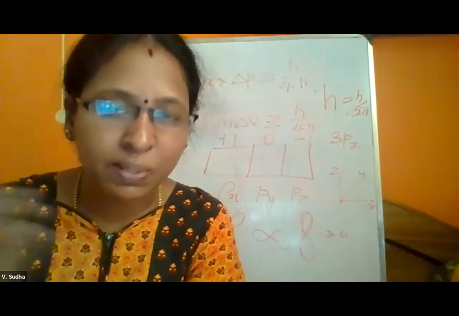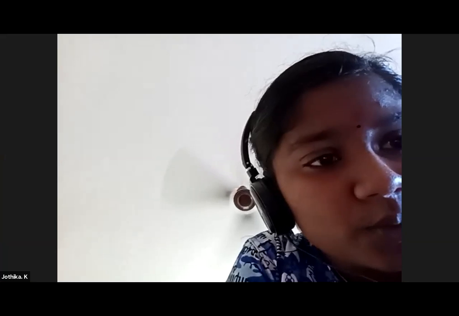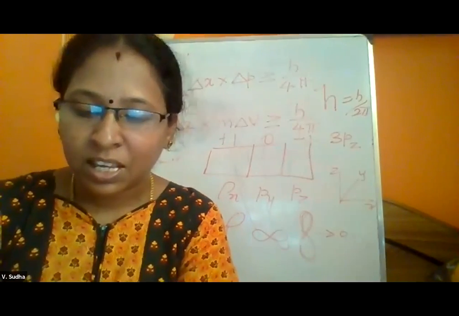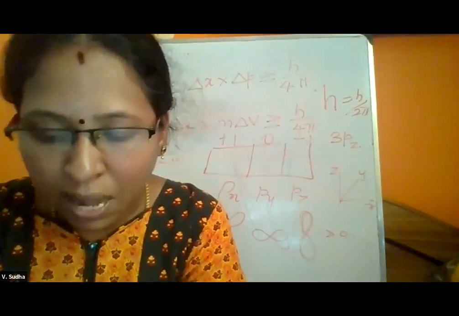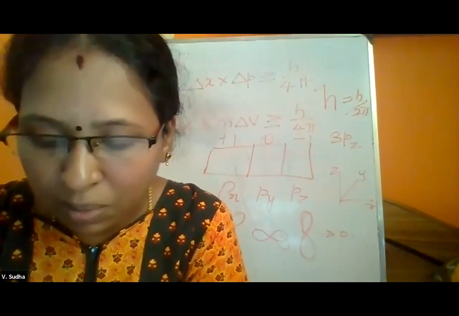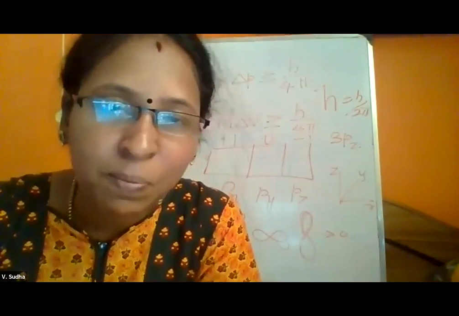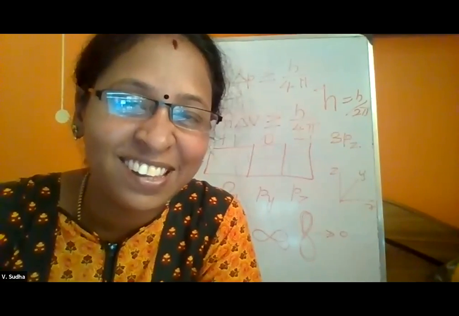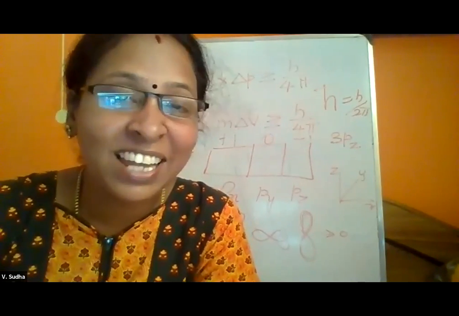Divide the both. Lambda 1 is equal to 2 lambda 2. E1 by E2 is equal to lambda 2 by lambda 1. E1 is 25, 25 by 50 is 1 by 2. So lambda 1 is equal to 2 lambda 2.